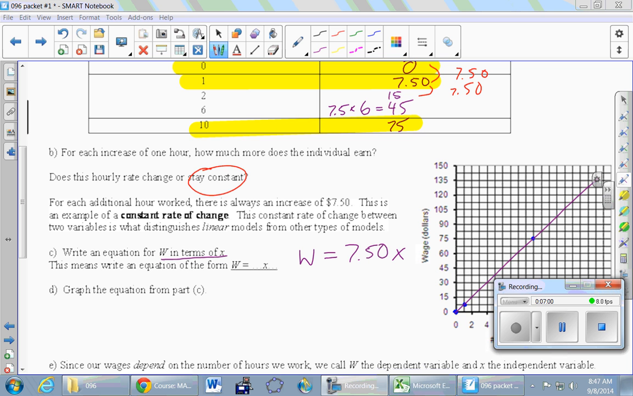I don't mean to brag, but I've got to say that's a pretty good straight line I just drew there. Awesome. All right, so we've graphed our equation. We'll go ahead and label it W equals 7.50x. There it is.